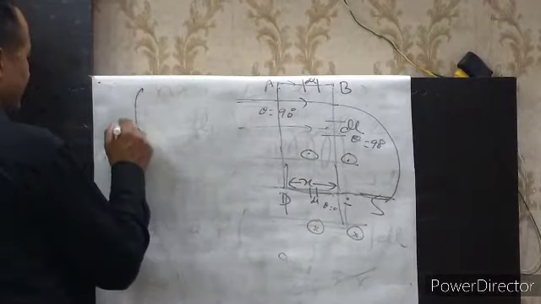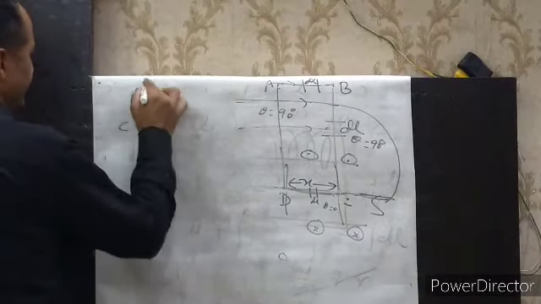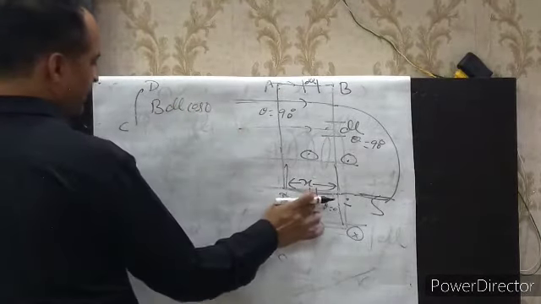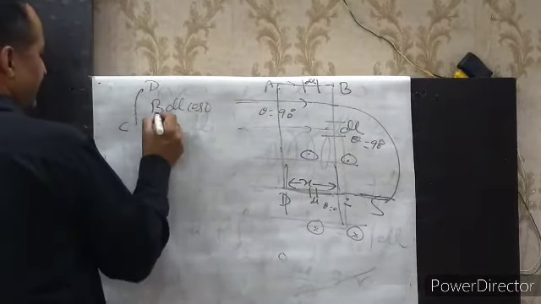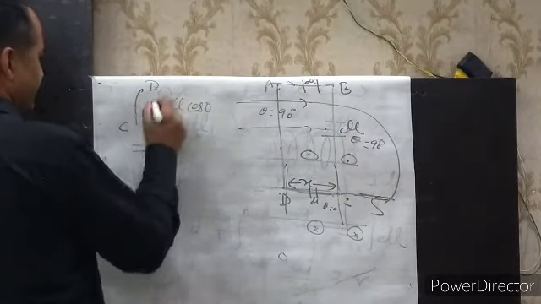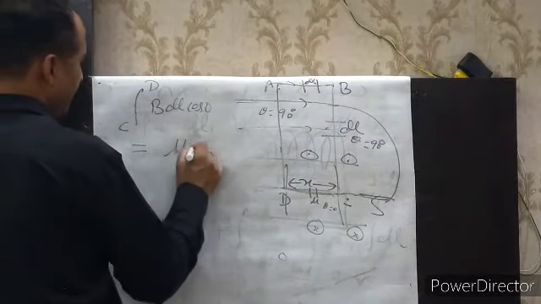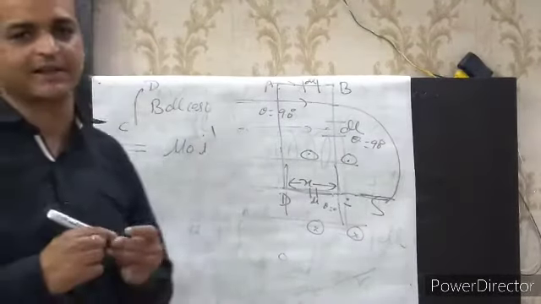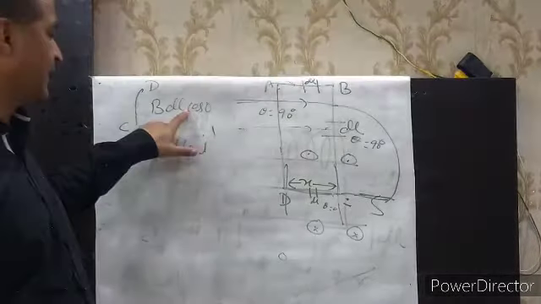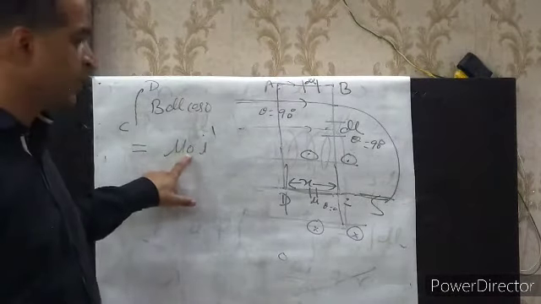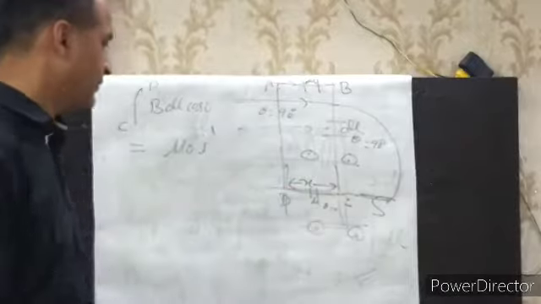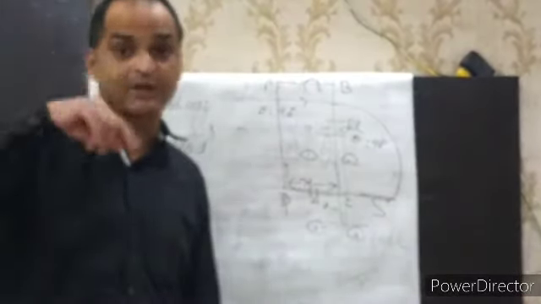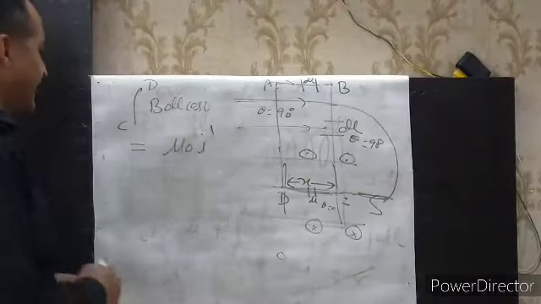Then integration from C to D of B dl cos 0 is equal to mu naught I dash. This is Ampere's circuital law. What is Ampere's circuital law? The line integral of the magnetic field is equal to mu naught times the total current flowing in the circuit. The total current from C to D is I dash, because I is the current flowing in only one loop, one turn. Then the total current is I dash.